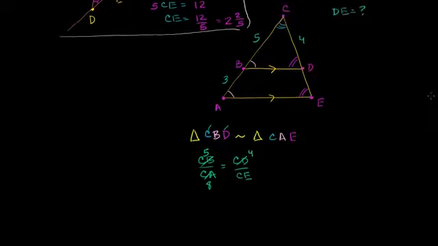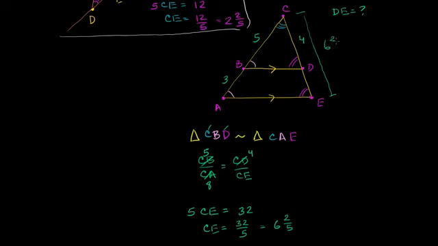And so once again, we can cross multiply. We have 5 times CE is equal to 8 times 4, which is 32. And so CE is equal to 32 over 5, or another way to think about it, that's 6 2/5. Now we're not done, because they didn't ask for what CE is. They're asking for just this part right over here, DE. So this entire length, CE, is 6 2/5.